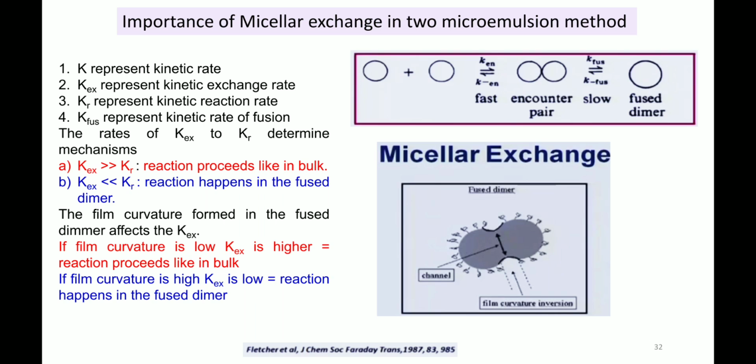Okay, and the fourth K is Kfuse. That basically represents the kinetic rate of fusion. Okay, fusion of micelle 1 and micelle 2 to get a fused dimer, a fused micelle.